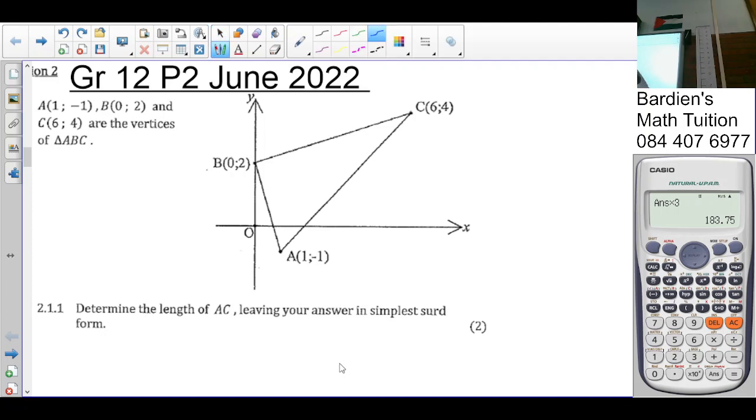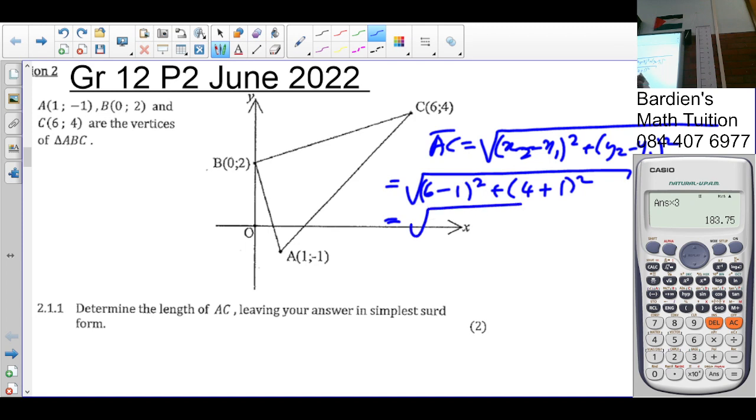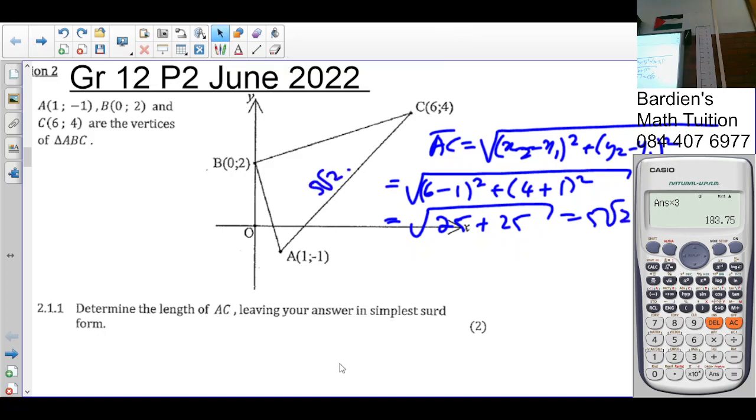So to calculate AC, it's the distance formula. So it's going to be the square root of (x2 minus x1) squared plus (y2 minus y1) squared. So that will give us the square root of (6 minus 1) squared plus (4 minus 1) squared. So that gives us the square root of 25 plus 25, which is 50. Okay. Let's look at the next question.